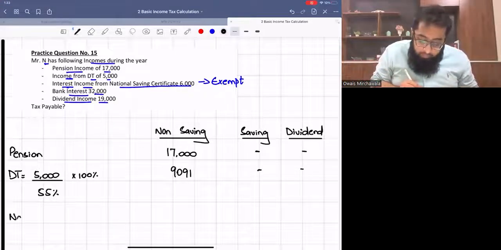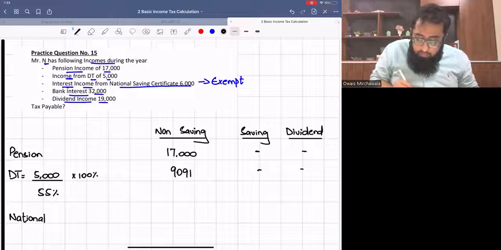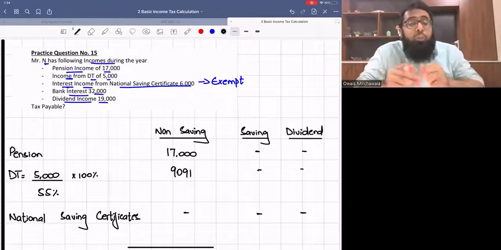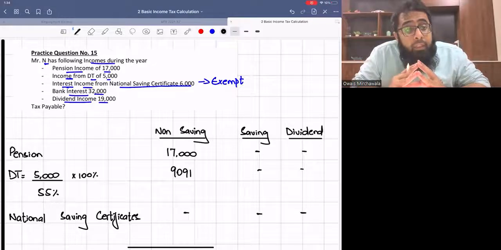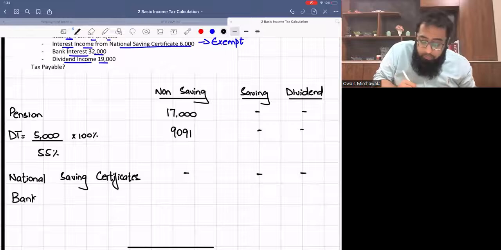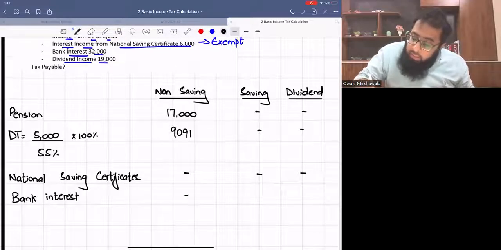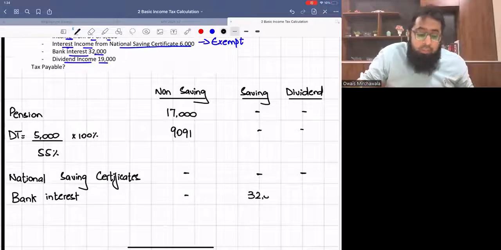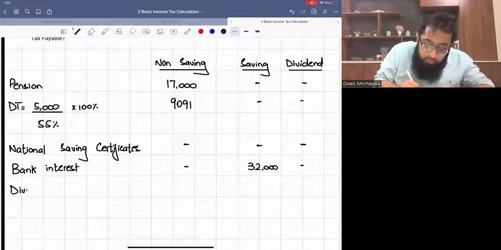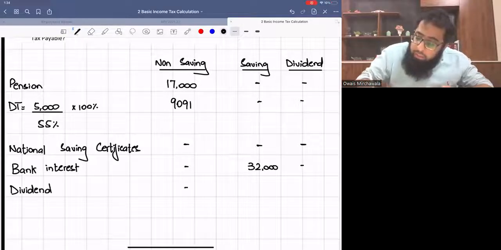Then there are national saving certificates. I told you that national saving certificates and individual saving accounts are exempt sources of interest income. So we will not show it anywhere in the tax return. Then we have bank interest of 32,000. This will go in saving income, 32,000. And then we have dividend income, which is 19,000. Dividend will go in the head of dividend.